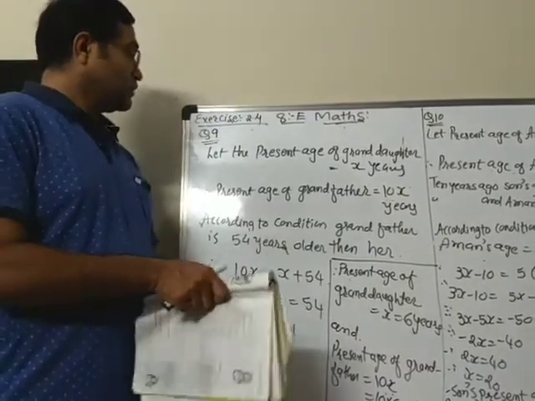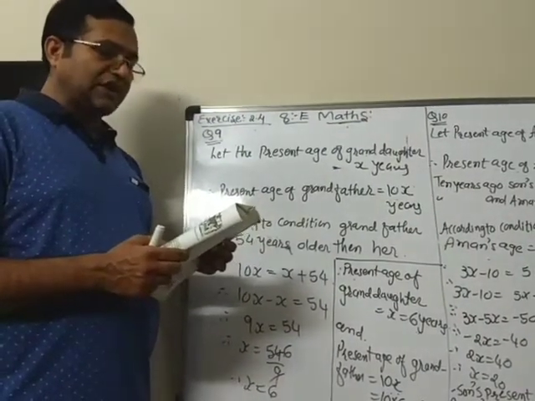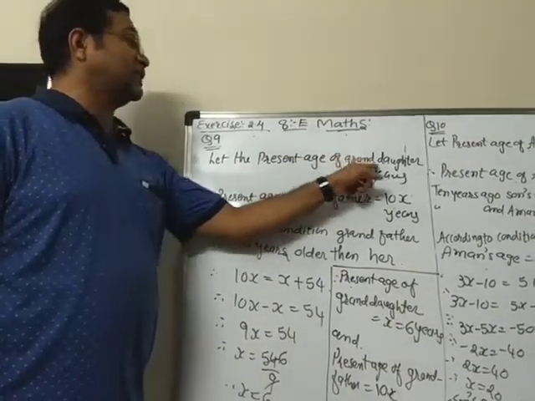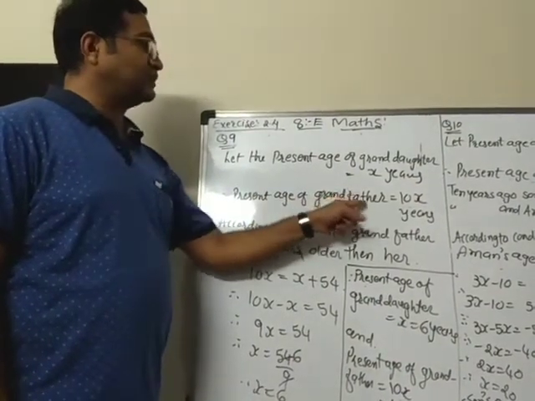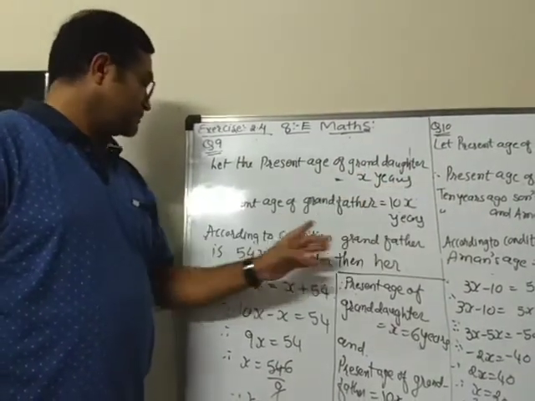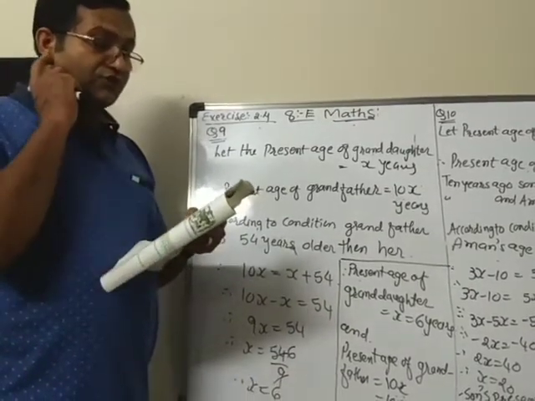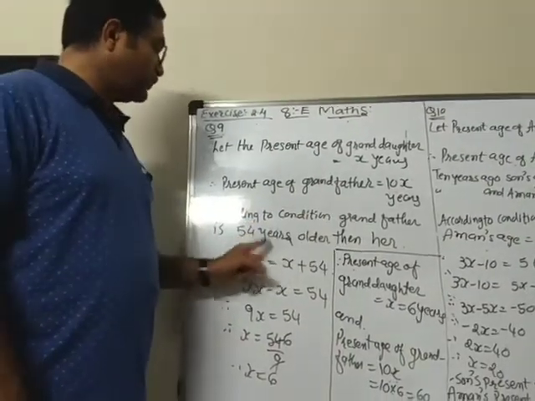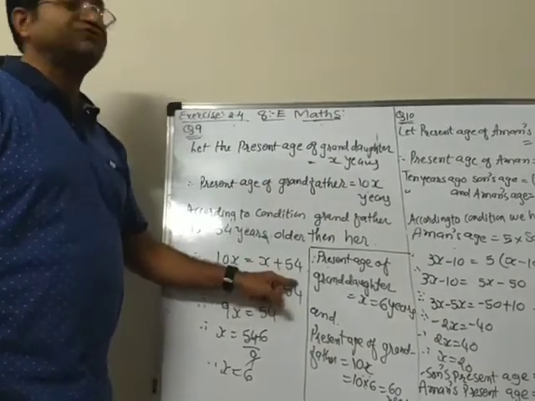And the next question says that a grandfather is 10 times older than his granddaughter. So here let the present age of the granddaughter be X years. So the present age of the grandfather will be 10X because it is 10 times older. Now according to the condition, what other condition is given? He is also 54 years older than her. So the grandfather is 54 years older. It means that 10X is equal to X plus 54.